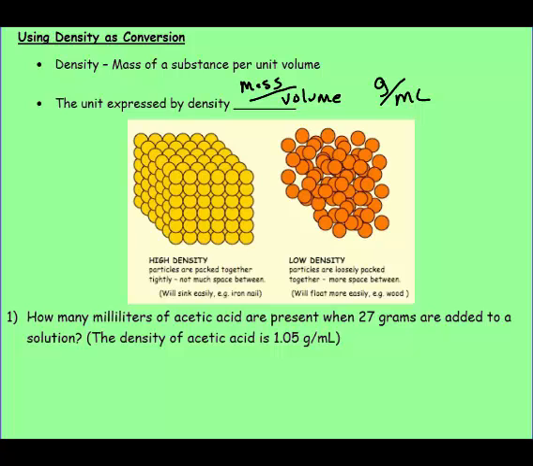High density particles are packed close together. There's not very much space between them. The lower the density, the more loosely packed the particles are, and there's going to be more space between them.